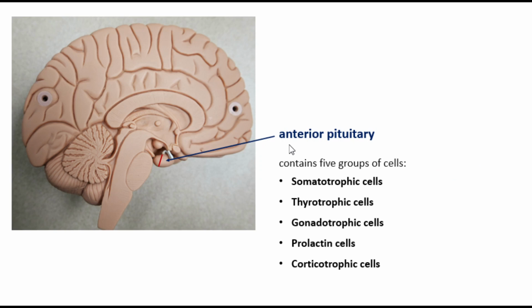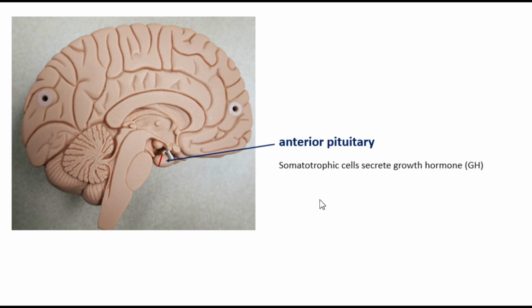When we analyze the anterior pituitary, we find 5 groups of cells, and each group releases 1 or 2 major hormones. We have somatotrophic, thyrotrophic, gonadotrophic, prolactin, and corticotrophic cells. Somatotrophic cells that we have in anterior pituitary release the well-known hormone called growth hormone. We know that growth hormone regulates the general growth of the body and also the metabolism.